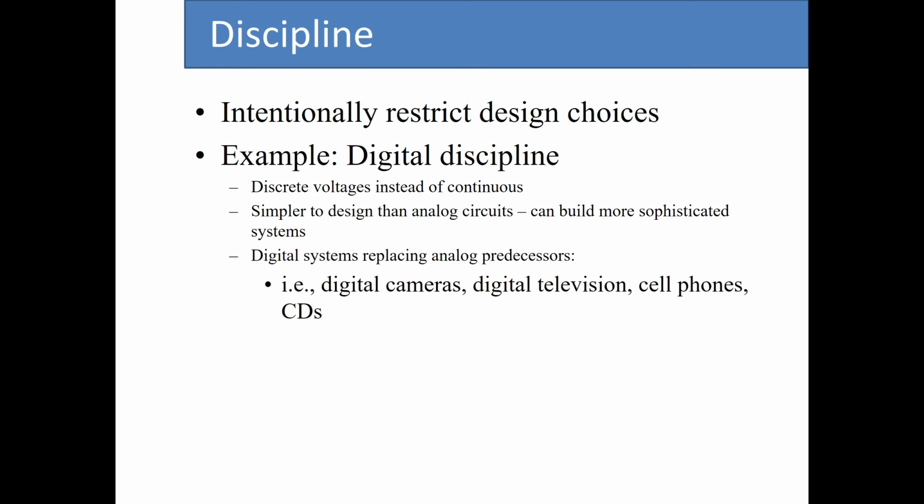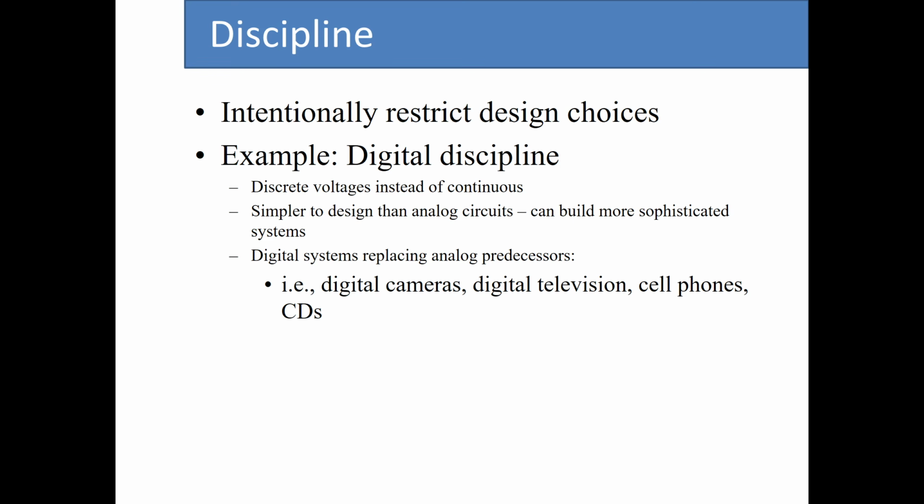What about the discipline? Discipline means that we intentionally restrict the design choices that we make. For example, for the designing of digital circuits, we use discrete voltages instead of continuous values. In general, circuit variables more specifically are continuous values. So if you have a voltage, it can be anything or any value. But for the purpose of designing digital computers, we restrict ourselves to only discrete values of voltages. So either 0 or 5, for example.